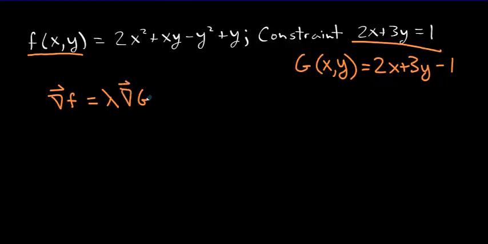And then once we do this, once we get these gradients equal, then we use our algebra to figure out what is the x and y that will give us that local minimum. So here we go.